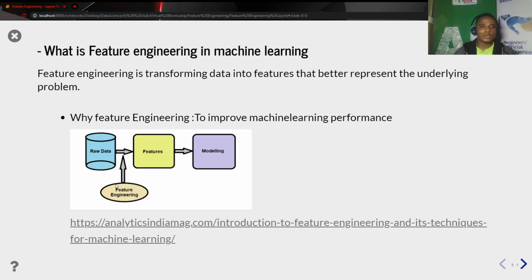Okay, so the question here is, what is feature engineering in machine learning? Feature engineering is just the transformation of data into features. You have your data, so you're trying to transform each of these features into a better representative of the underlying problem you're trying to solve. Look at this picture for instance. I have my raw data. With my feature engineering, I can have my features prepared for modeling, isn't it? So why are we doing this? To improve machine learning performance, isn't it? Okay.